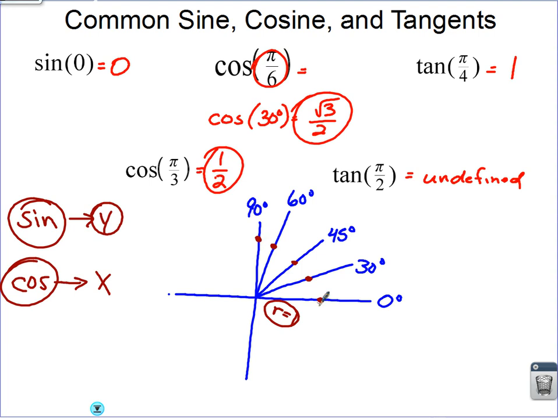So the sine of 0 is 0. Sine of 30 is 1/2. Sine of 45, root 2 over 2. Sine of 60, root 3 over 2. Sine of 90 is 1. Any questions about those? Or do we do cosine.